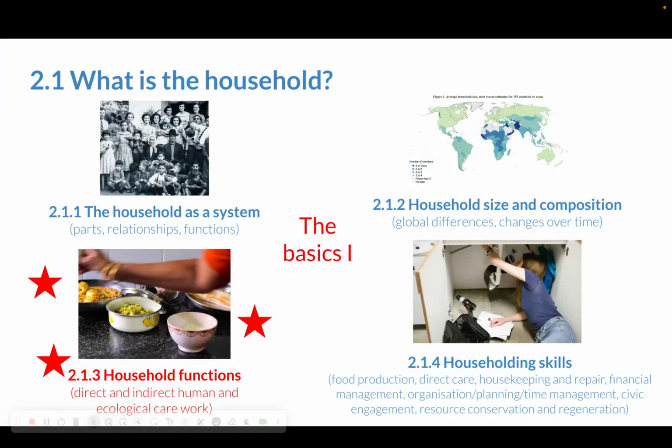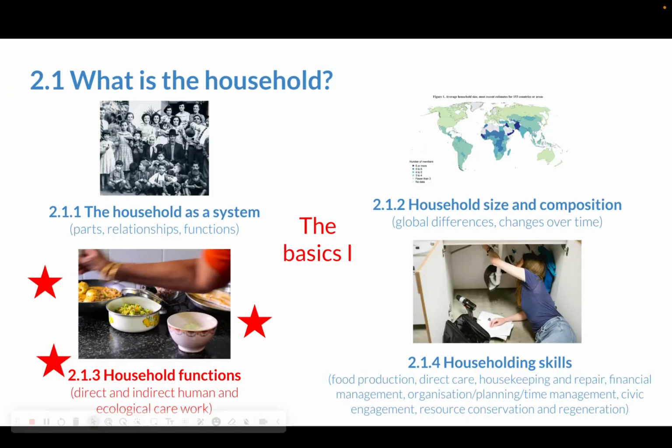2.1 is the basics about what is the household. In 2.1.1, the household as a system is described with its parts, relationships, and functions. 2.1.2 is household size and composition, looking both at global differences and changes over time. Section 2.1.3 is on household functions.